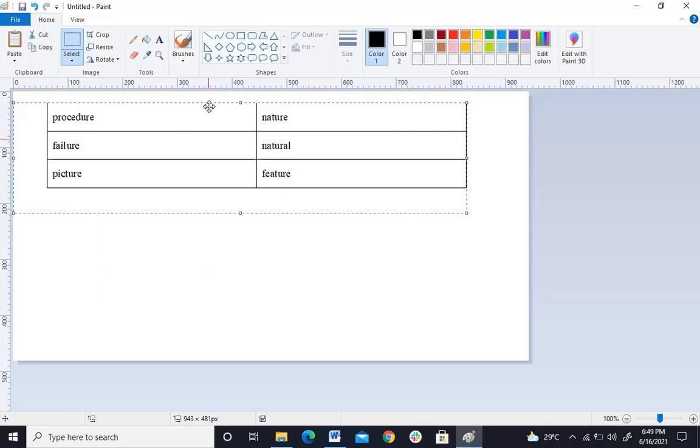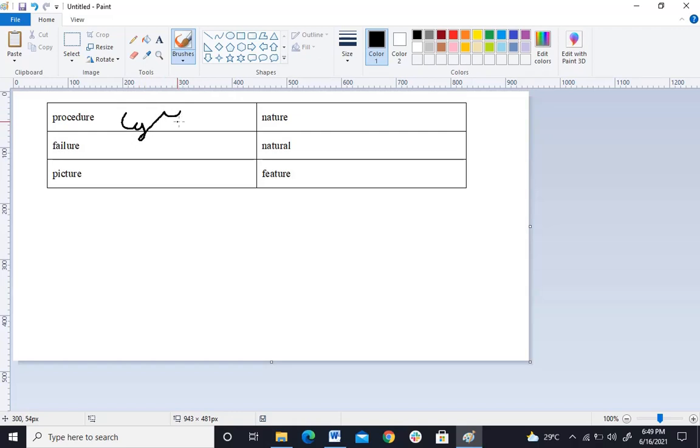Okay, so how do we write procedure in strokes? Okay, so we have PR, excuse me, U or O, and then S, E, D, R. So, this R here stands for your, yung sound ni your. Okay, next, failure. F-A-L-R, failure. Next, picture. We have P-K-T-R, picture.